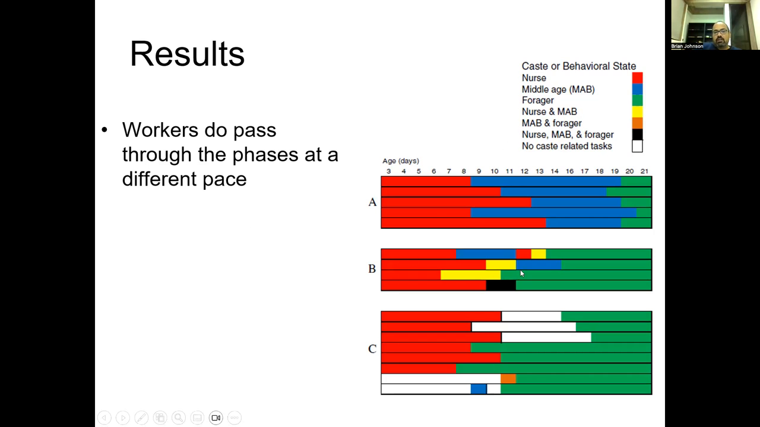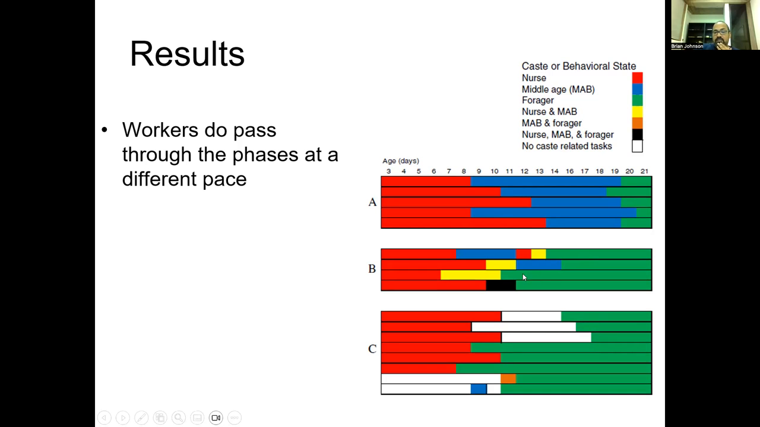I found a bunch of different patterns, but these three groups are not representative of the frequency. They're just illustrative of the different patterns. The overwhelming majority of bees are like part A. They go through nurse, then middle-aged, then forager, but they vary slightly in the age at which they become a middle-aged bee. This first bee became middle-aged at age 9, this one at age 10, this one at age 12, this one at age 13. But they all went through the same sequence in switching from one caste to the next. There's just variation in the age at which they did it.